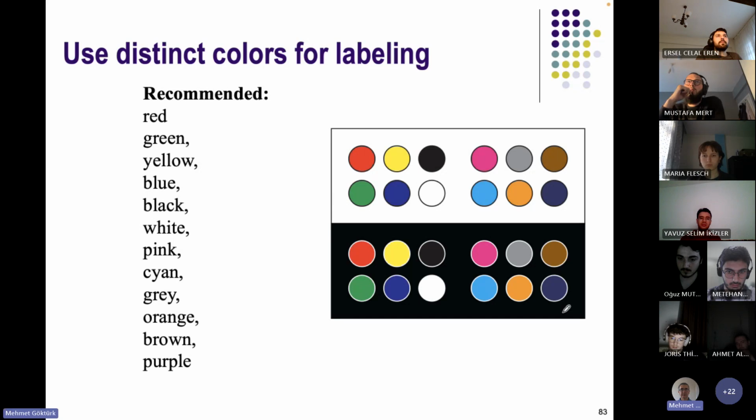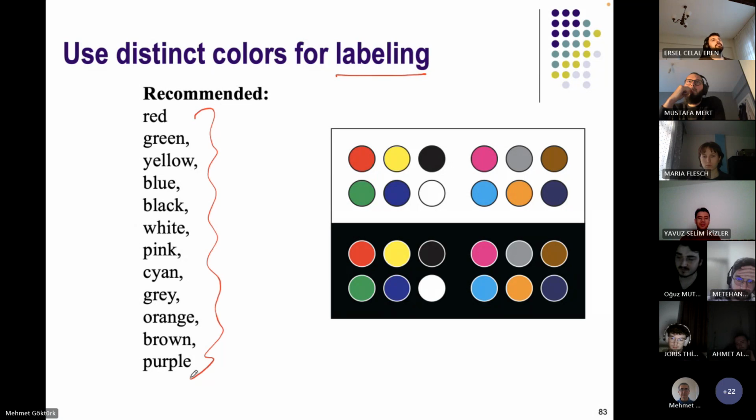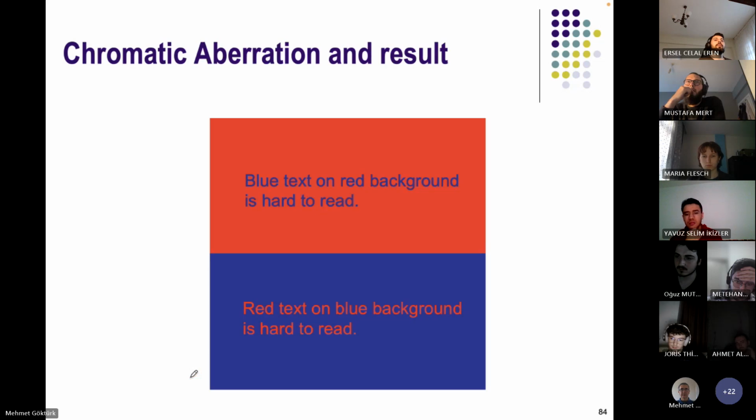When you use colors for labeling, you should be able to tell the names. You should be able to tell, push the red button, push the pink button. And we don't have that many color names. So these are our options for labeling. Not that much. This is an interesting thing.